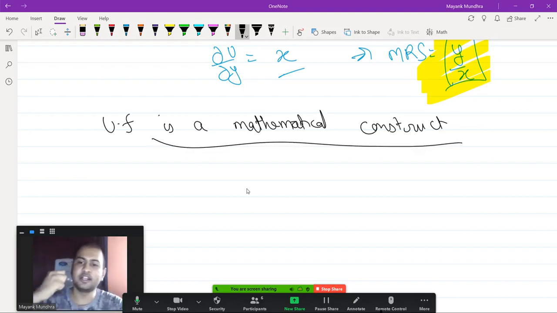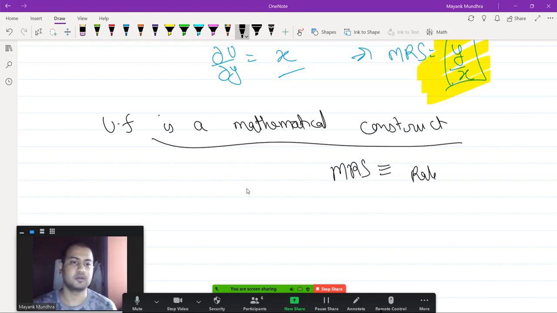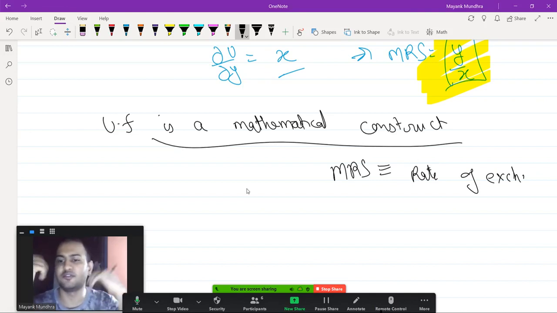Now monotonic transformations change your utility function. It transforms your utility function. What is MRS? MRS is rate of exchange. It is a real thing. If my friend comes to me and says, I need 10 units of butter, I'll say, I'll give you 10 units of butter, give me 4 eggs.